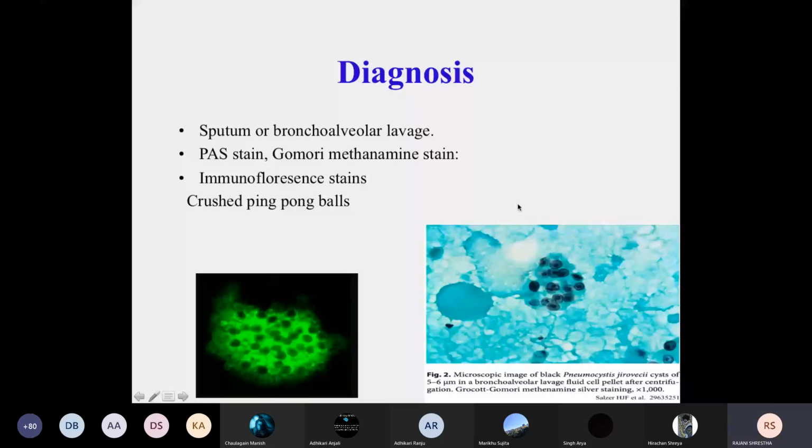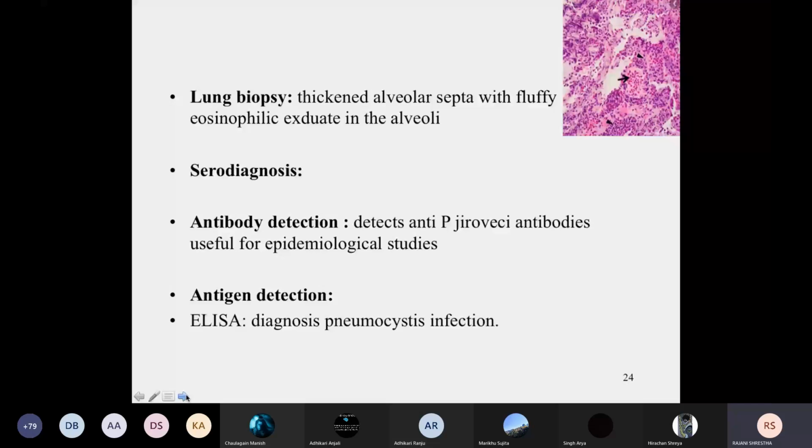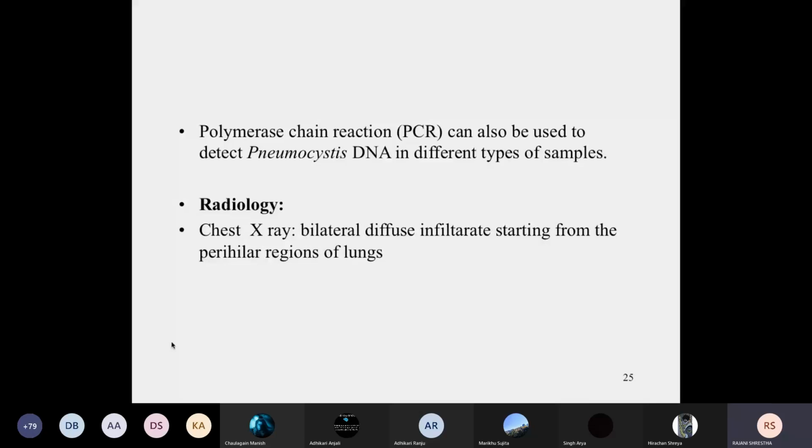Next, if possible, with a lung biopsy, you can find thickened alveolar septa with fluffy eosinophilic exudate. Here you can see the eosinophilic exudate present in the alveoli. And you can do serodiagnosis with the help of blood. You can separate out the serum and detect the antigen as well as the antibody. We can detect the anti-Pneumocystis seroprevalence antibody; this test is usually done for epidemiological studies. You can also do antigen detection with ELISA for the diagnosis of Pneumocystis infection. And you can do PCR from different samples, where you can find the Pneumocystis DNA or gene in the sample.